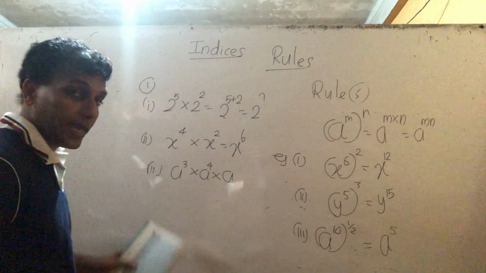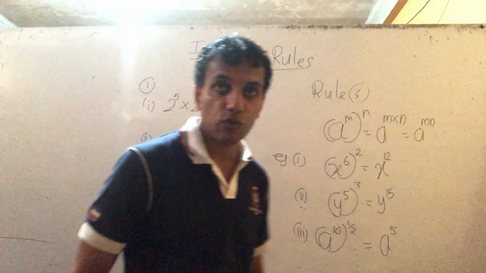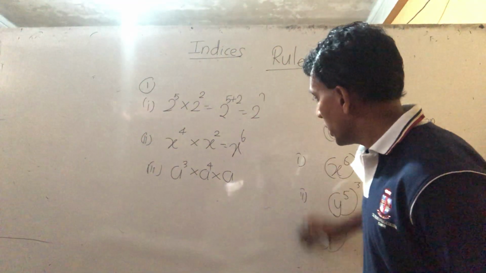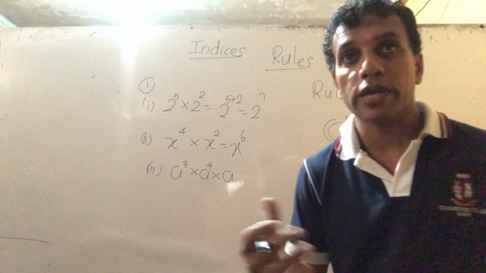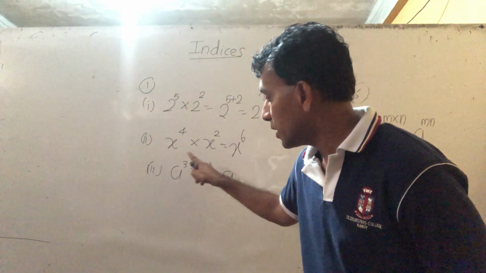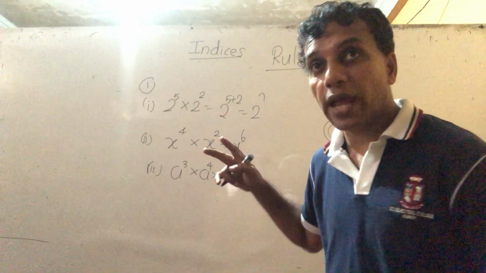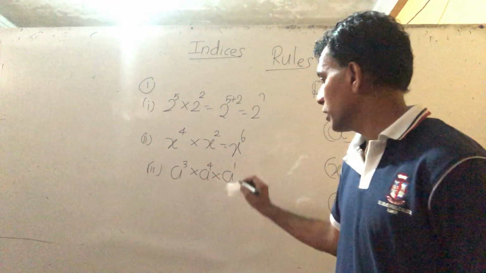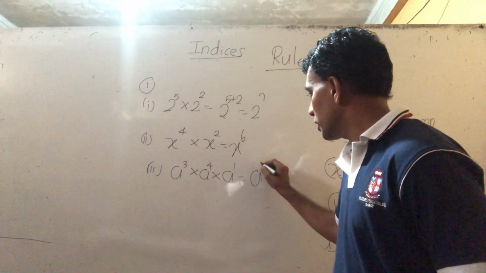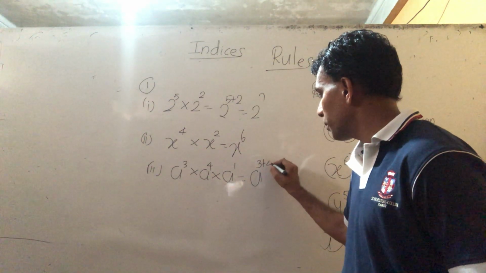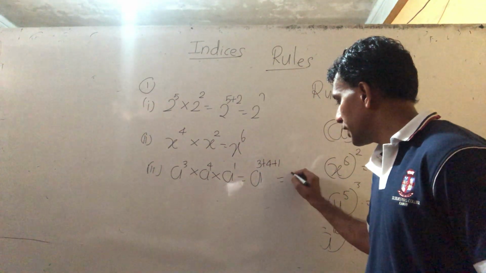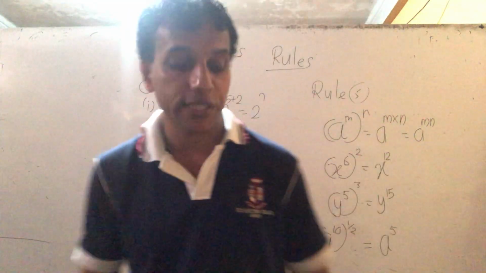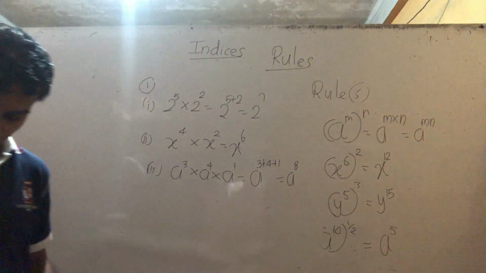So next one, a to the power 3 times a to the power 4 times a. How do we calculate that? The bases are the same, so when multiplying, add the powers. A means the power is 1, right? So what is the answer? A to the power 3 plus 4 plus 1, that is a to the power 8.